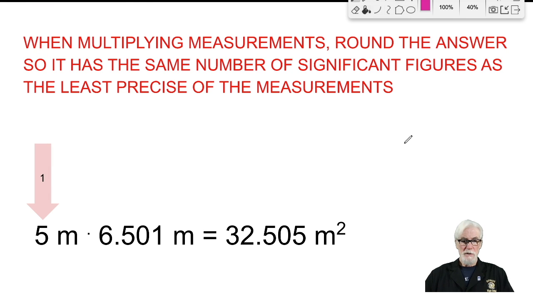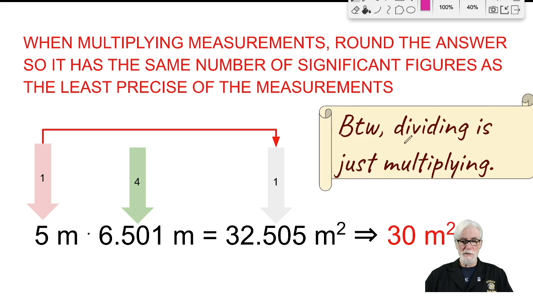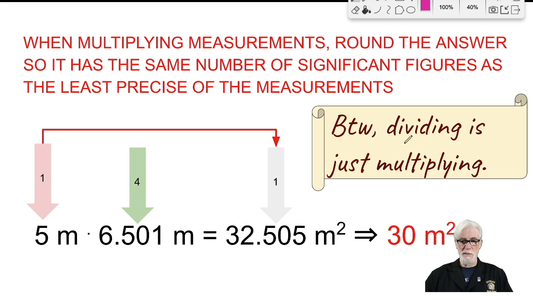Now let's look at precision. There's one significant figure in 5. There are 4 significant figures in 6.501. The least precise of these by significant figures is the 5. And so that means our answer should be rounded also to one significant figure. And if you round 32.505 to one significant figure, the 2 rounds us down to a 3 in the tens place, and that's just 30 square meters.